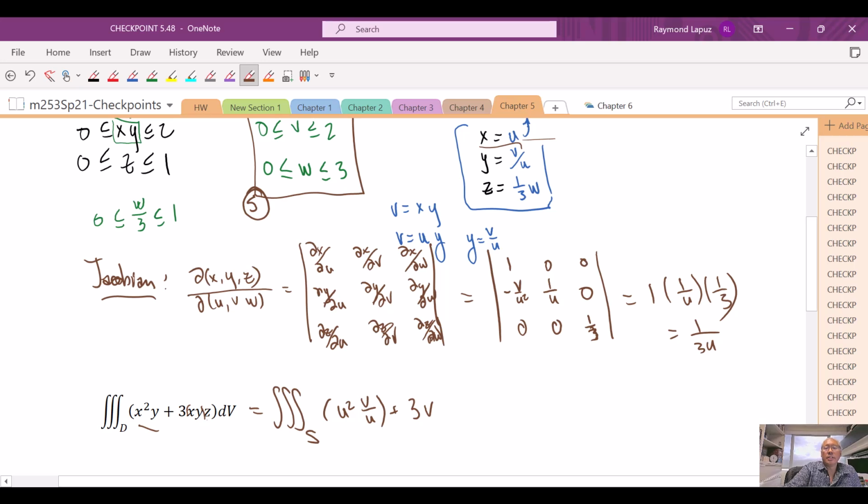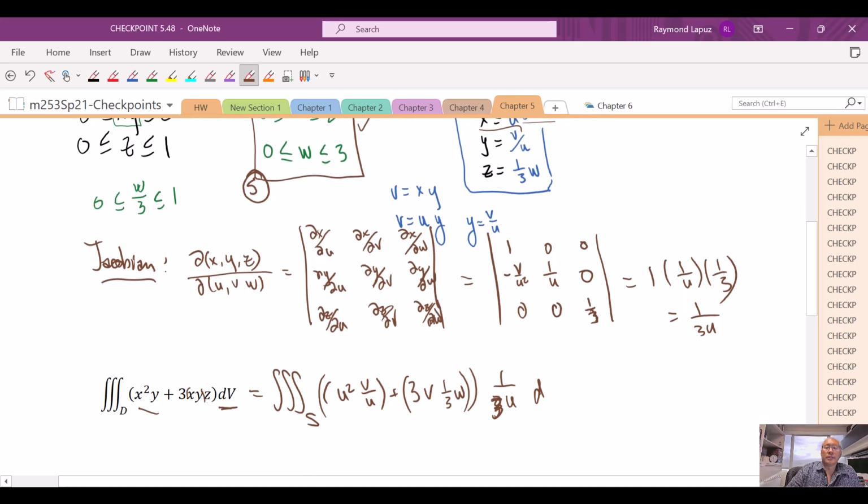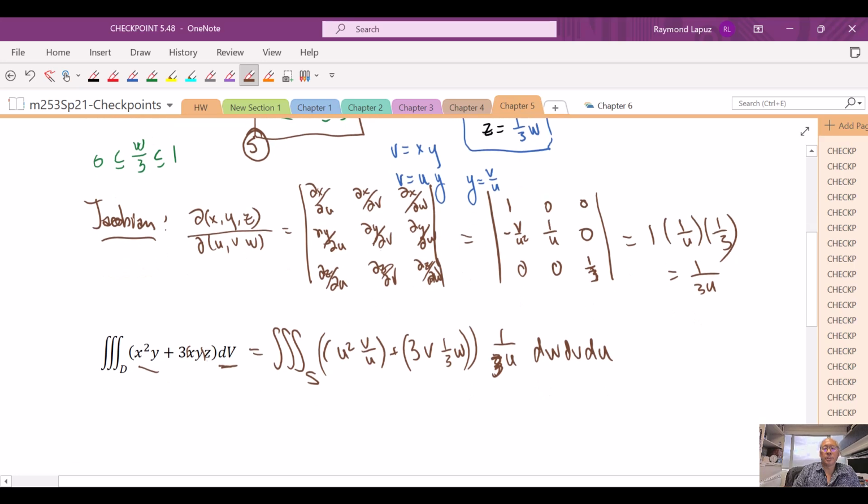And then z, what's z equal to? z is equal to 1/3 w. So that's my whole integrand. And the dV now will transform into the Jacobian, which is just 1 over 3u. And then now we have du, dv, dw. And it doesn't look like it matters which order we do this in, because they're all constants, which is great. So I'm just going to write dw, dv, du, and we'll see where it goes from there.